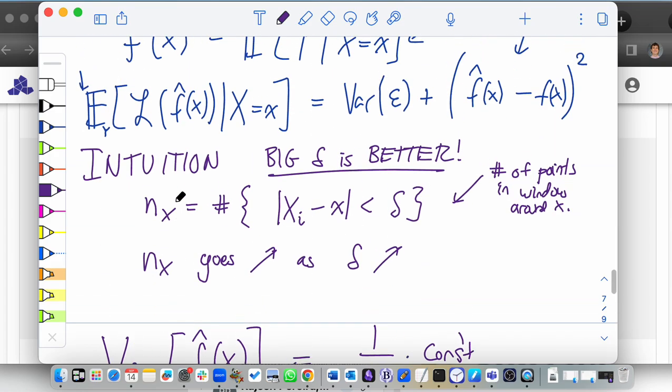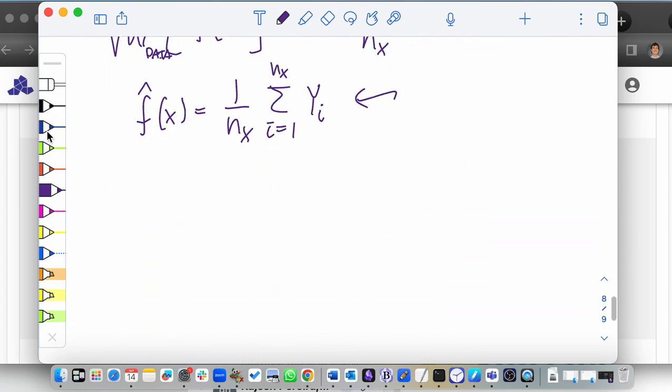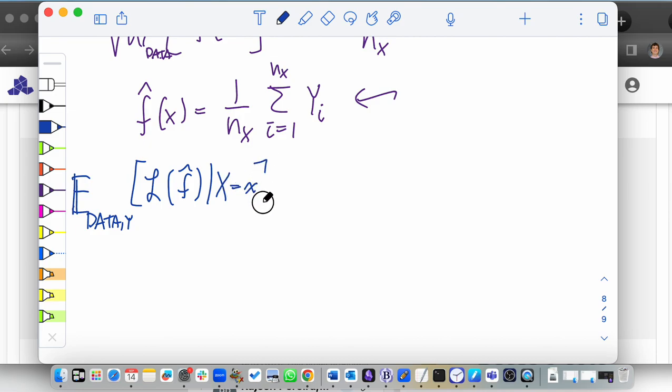Okay. So you really will get that, let's do it in blue. The expected value over the data and y of the loss function of our estimator f hat, let's do it at some given point x, just to make life a little bit easier. It's going to have 3 parts. There's the variance of epsilon. This is the irreducible error that we always have, we can never get rid of.